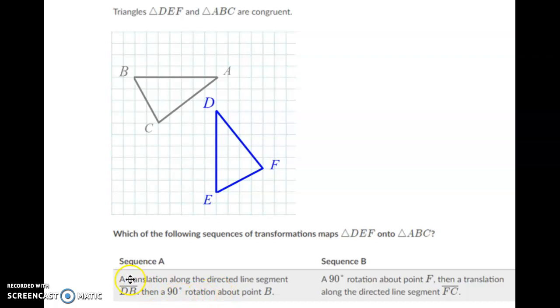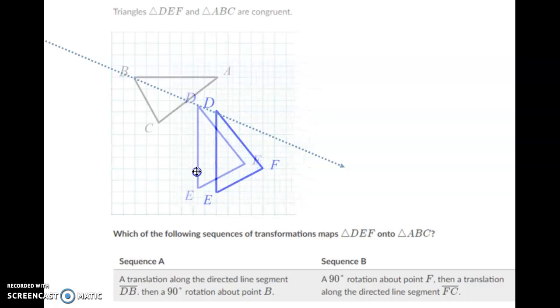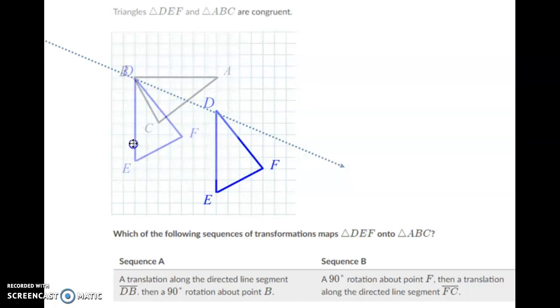It's saying if I have a translation along the directed line segment DB. So they're asking us to connect D and B with a line like this. And they're saying, what would happen? Translate, remember, means to slide. So what would happen if I took that shape and slid it along the line all the way to B? It would be here. Now that's not the same shape as this ABC triangle yet.